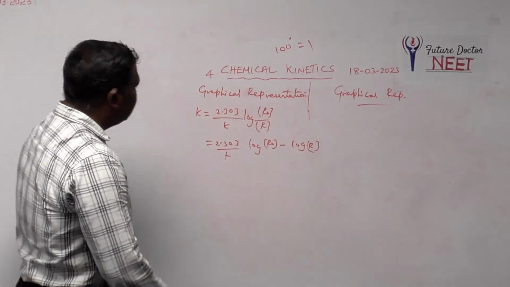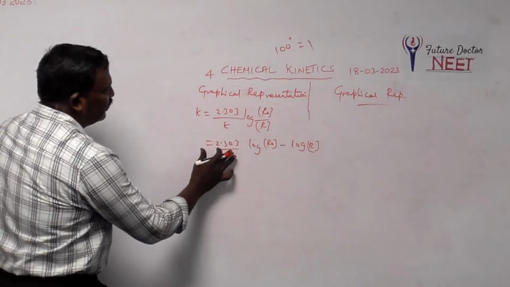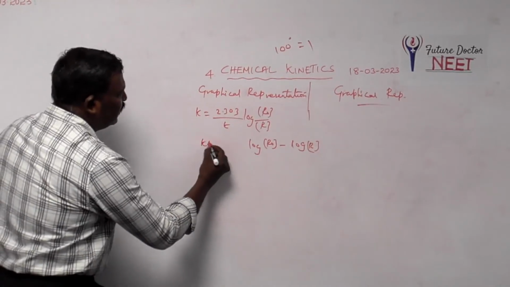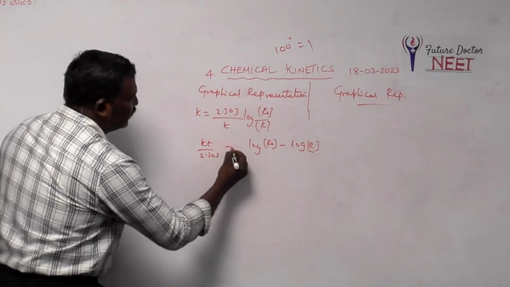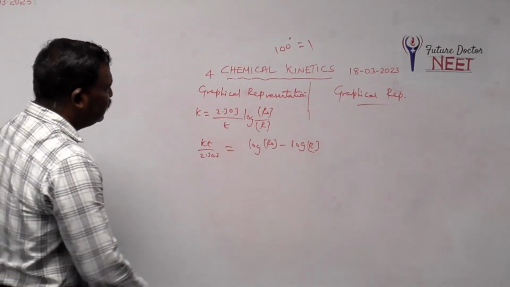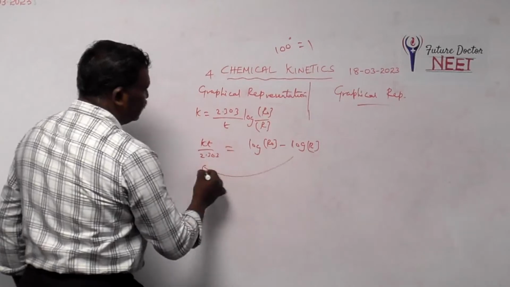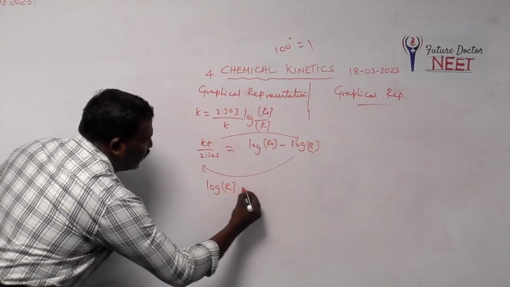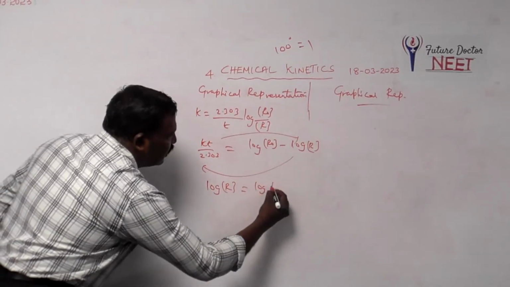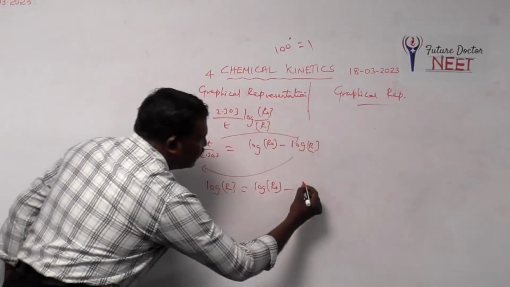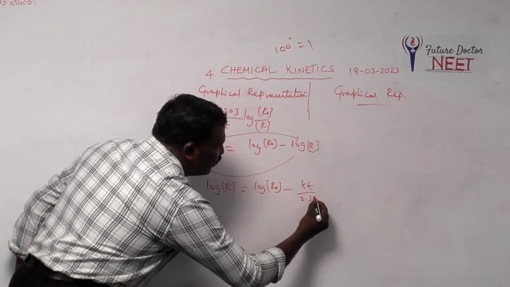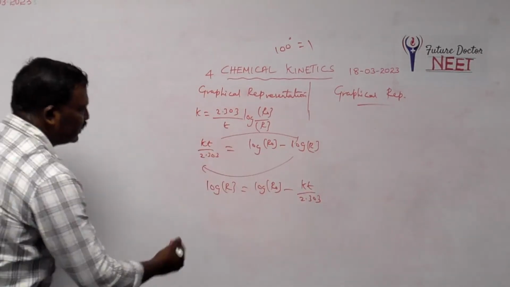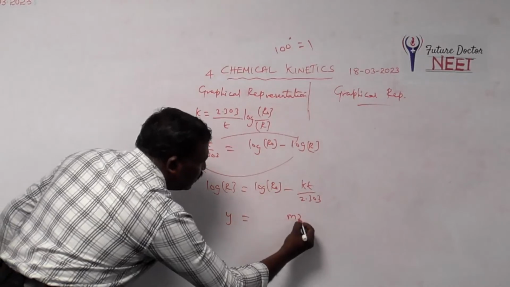Then when this one comes to this side, kt by 2.303. Can I write like this? Understood? You just interchange. What happened? Log r is equal to log r naught minus kt by 2.303. Interchange. Understood? Now it looks like y is equal to mx plus c.